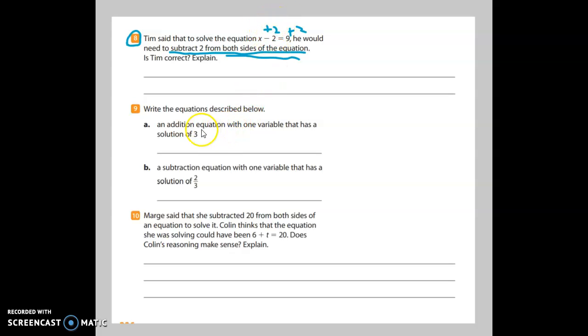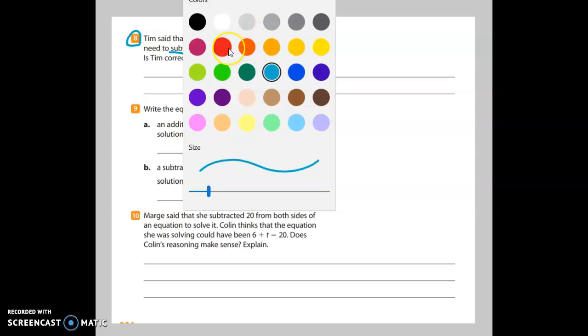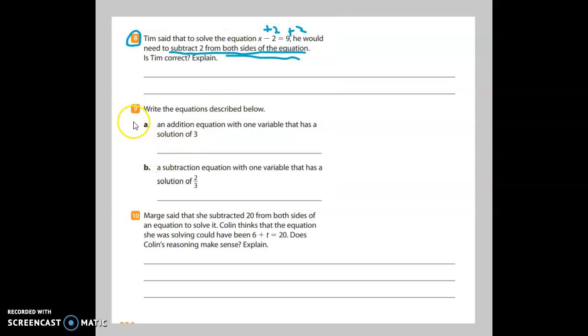Okay. Let me change my color. Orange for 9. Write the equations described below. An addition equation with one variable that has a solution of 3. So here's where you guys might get confused. This doesn't mean that the equation itself equals 3. It means that your variable should equal 3.